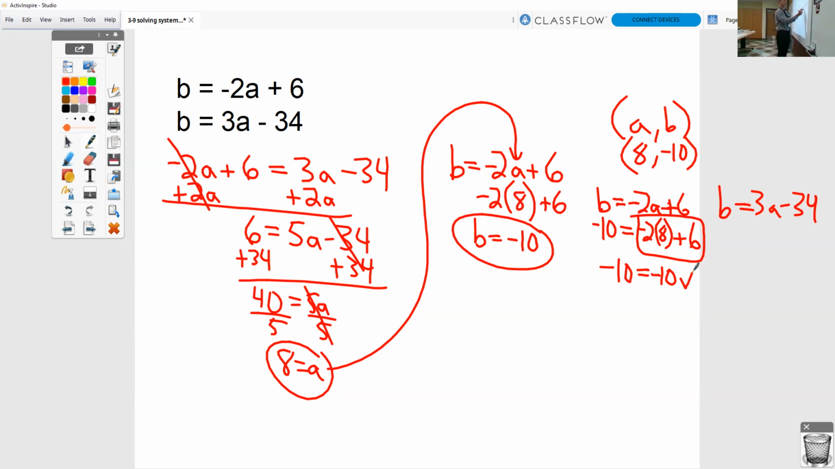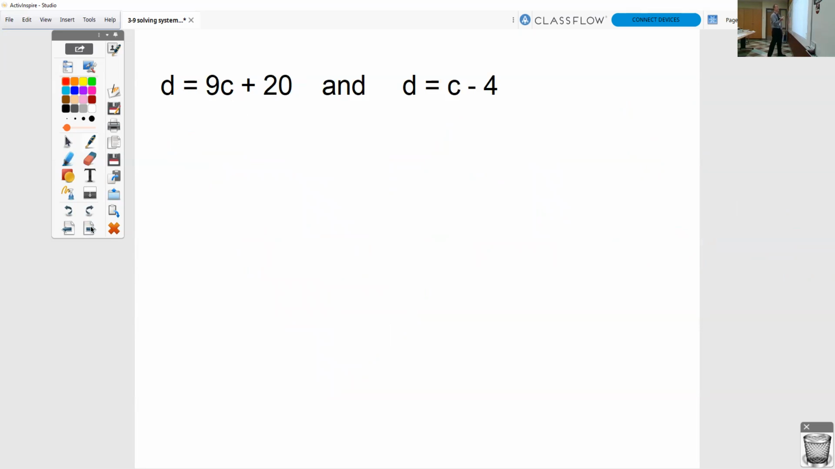It checks. Over here, we have negative 10 equals 3 times 8 minus 34. Type this right into the calculator. You have 24 minus 34, which is negative 10. So negative 10 equals negative 10. It checks. Let's do one more that has different letters. We have D equals and D equals. So we have 9C plus 20 equals C minus 4.